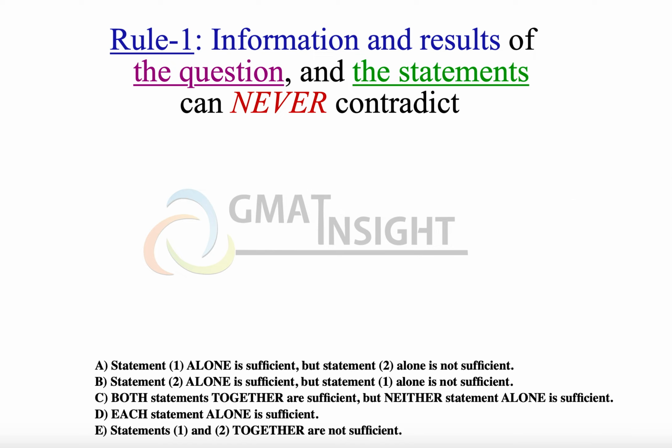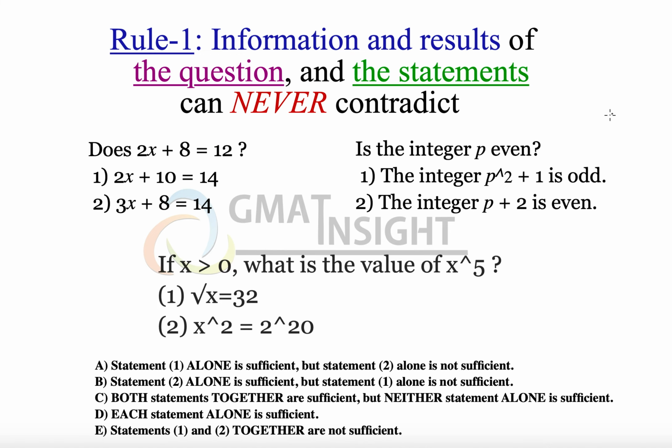The claim of rule number 1 is that the information and the results of the question and the statements can never contradict. So I have kept here 3 questions, 1, 2 and 3, and we will discuss these 3 questions one by one. We'll try to understand what we mean by this particular rule. Let's look at question number 1.